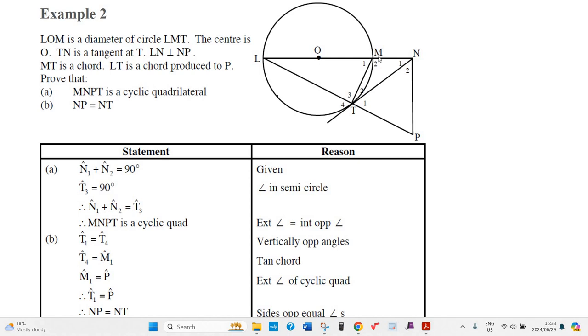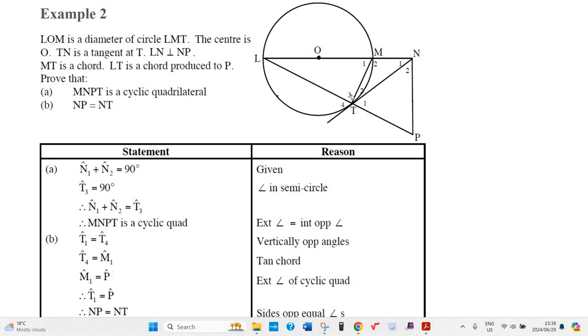And we're supposed to prove that this M, N, P, T, take a look at that quadrilateral. I want to prove that it's a cyclic quadrilateral. Well, look here, we've got some things. First off, we've got this T3 is 90 degrees, and we've got this is 90 degrees. But if this is a quadrilateral, that's the exterior angle. The first one kind of just jumps out at you. They say that N1 plus N2 is 90 degrees because that was given. But T3 is 90 degrees because of angles in a semicircle.